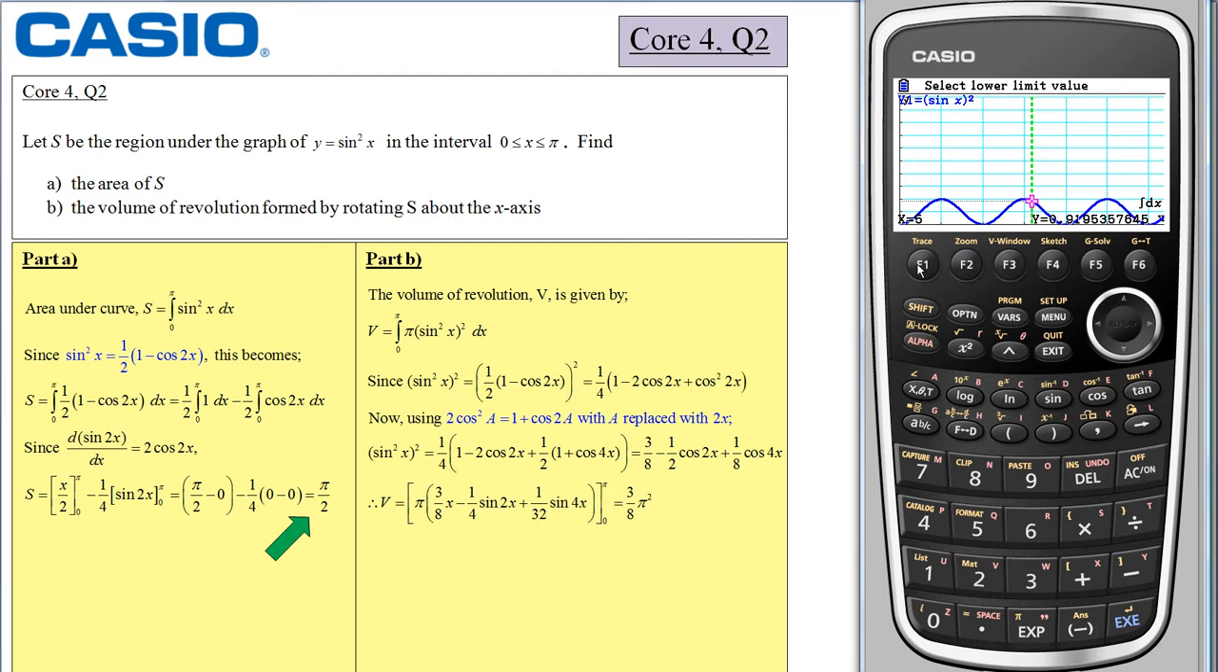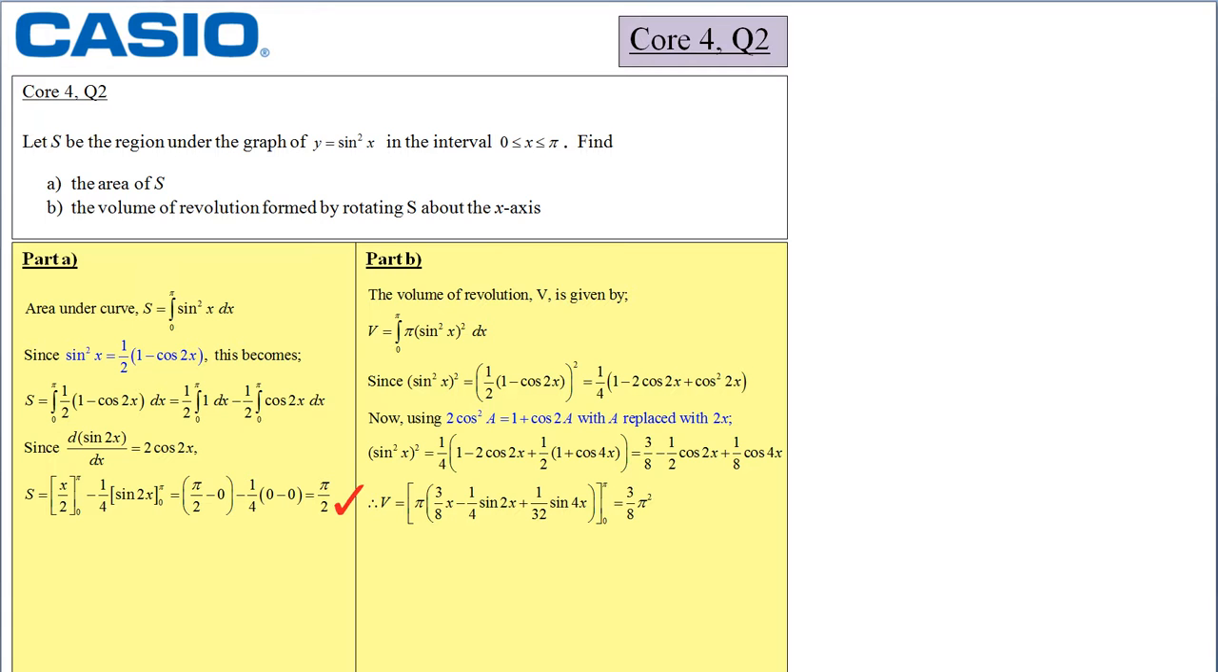x. It now asks me to select my lower limit value, which in this case is 0. And the upper limit value is, as you can see here, pi. So that's shift pi. Okay, and the value I get is 1.5707 and so on, which is actually pi by 2. So that confirms the result.